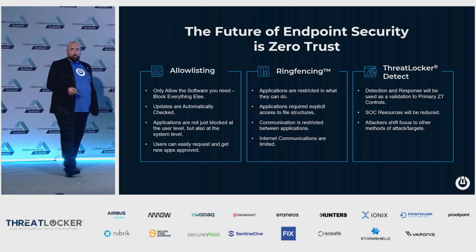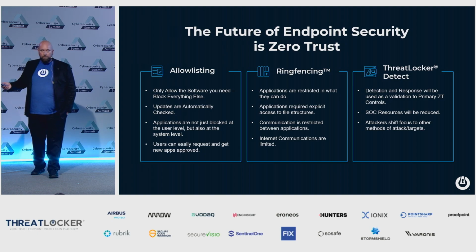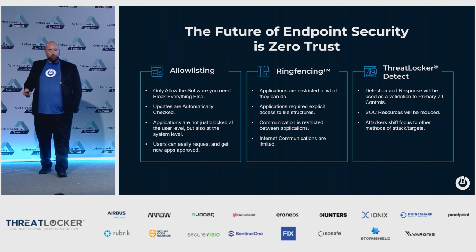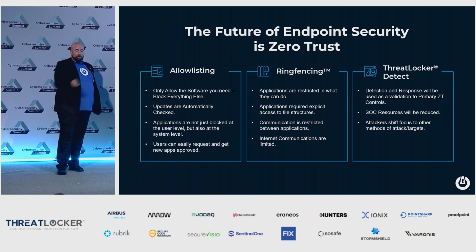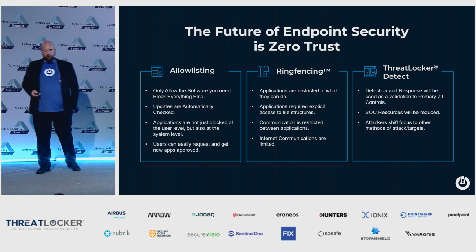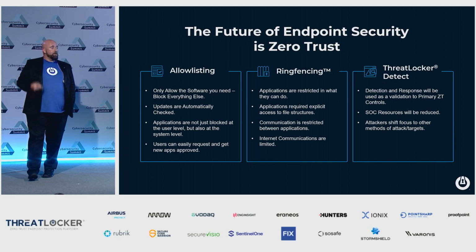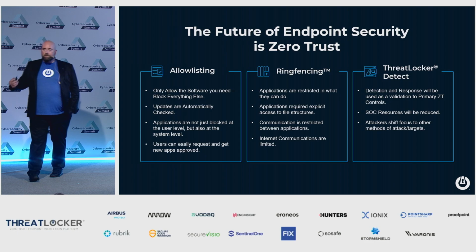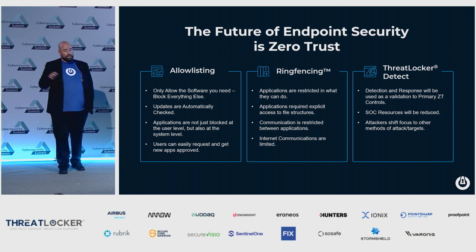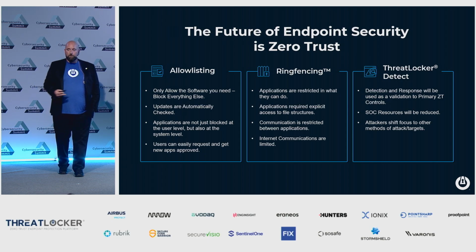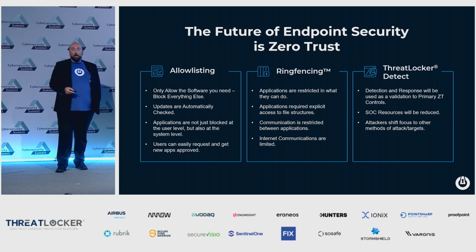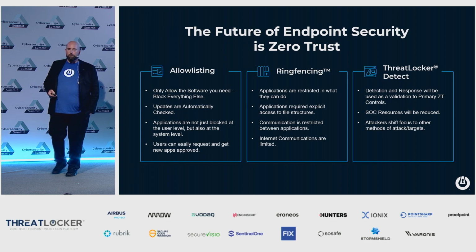So only allow the software you need. Block everything else. Malware, ransomware, remote access tools, anything that isn't explicitly allowed. Updates are automatically checked. If anybody here has ever tried to implement an application allow listing solution, say for example AppLocker from Microsoft, they'll know traditionally and historically it has been a very heavy lift. It has not been easy to do. One of the ways that we make it an easy lift is that we have application definitions that we maintain and keep up to date. So if you're using Office, you don't have to deal with all the Office updates.